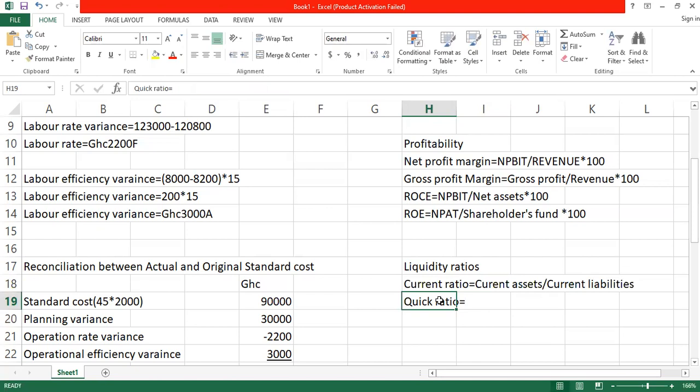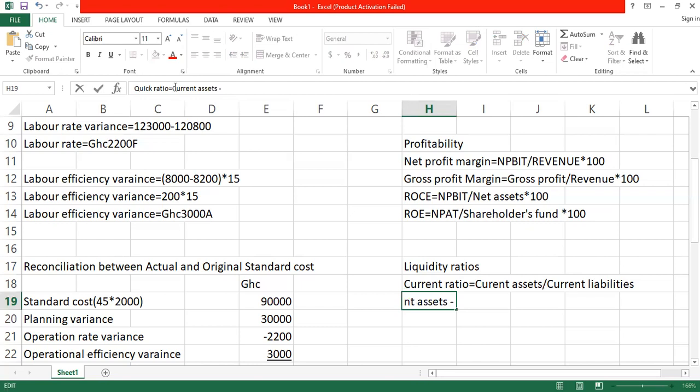Exactly. So if you talk about the quick ratio, we are just saying how many times can we use our available resources that can easily be converted to cash to settle our current liabilities. That is why we have current asset minus closing inventory, because the inventory will take time for us to get the cash from it. So current assets before it is converted.